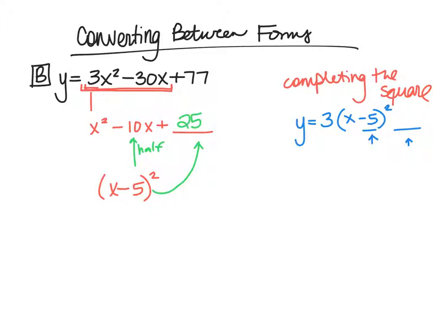So remember, I'm filling this out to be 25, but really this whole thing has been multiplied by 3. So that number is not actually 25. That number is really 3 times 25, which is 75. So now the question is, how do I fix that to be equivalent to my original problem, right? I currently have 75 in this problem that I've made, but I need to fix it to be back to the 77. So to fix that, I'm going to add 2. So on the outside of my vertex form, it becomes plus 2.